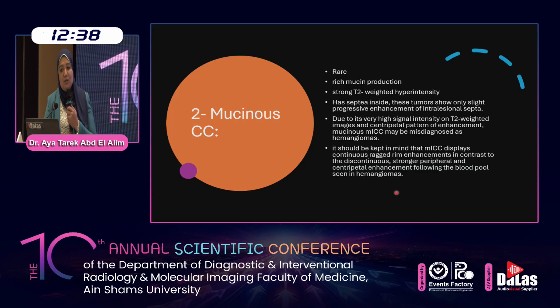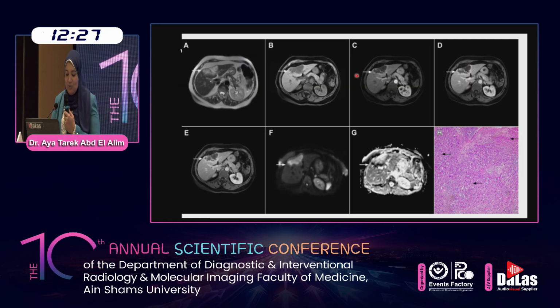The other form is mucinous. As we all know, mucinous means rich in mucin, and it will have high T2 and septation inside. This will appear as hemangioma because it has high T2, and as we see here, in the axial, it has a cloudy appearance in early arterial enhancement, and this is the rim appearance. It doesn't look like the nodular enhancement of the hemangioma. So it is the mucinous form. And the diffusion restriction is a clue here. Mostly hemangioma doesn't have diffusion restriction in the wall like this.